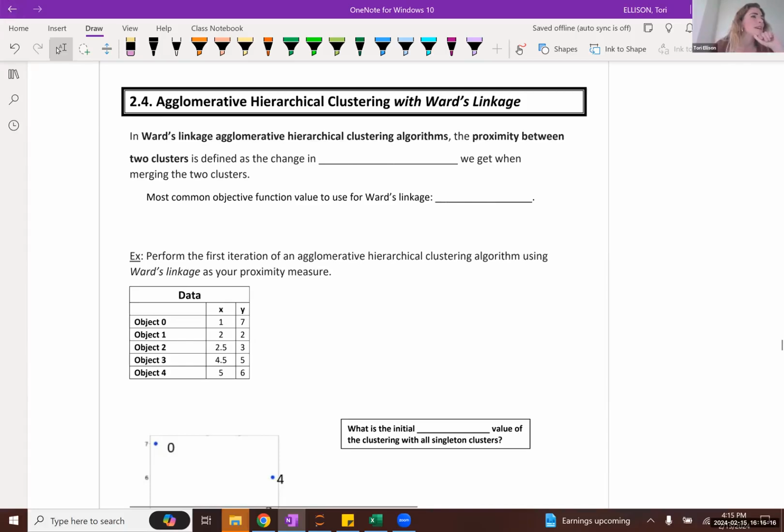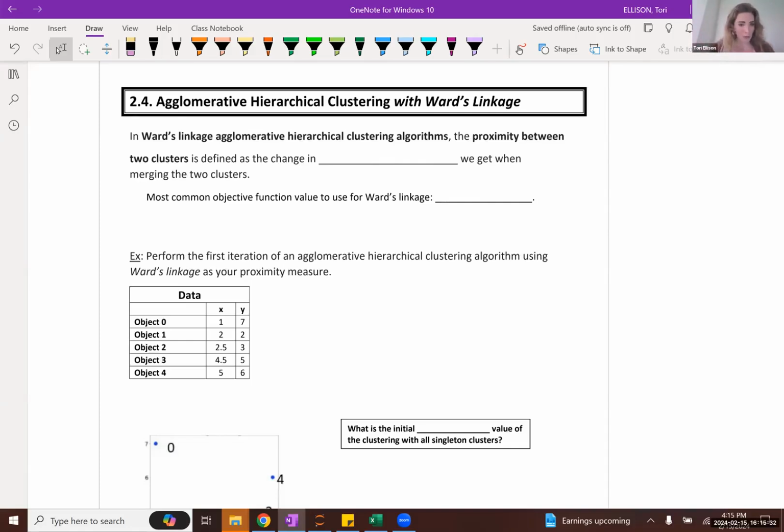Someone's asking here, does there exist a median linkage, kind of like how there's a k-means? Yeah, so we are just getting to that now. Basically, you can think of Ward's linkage as kind of like a k-means focused linkage function.